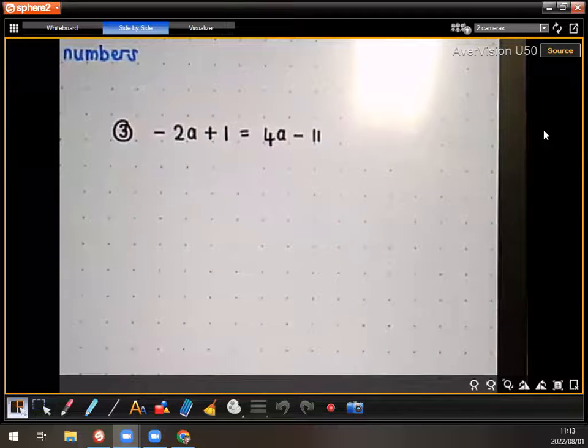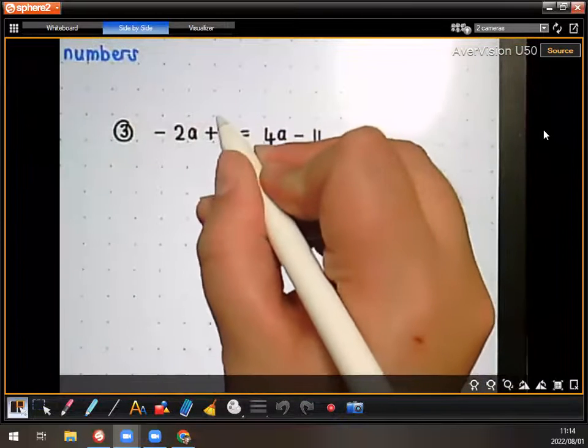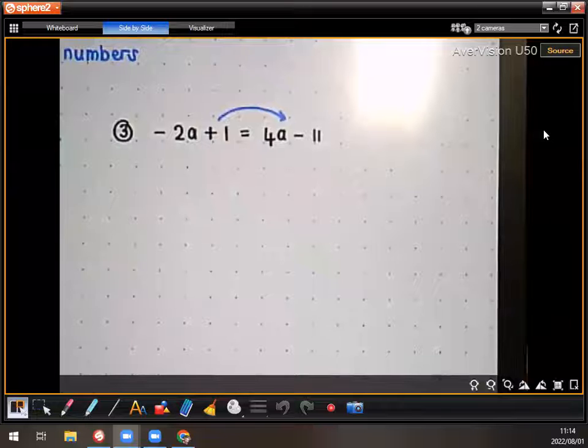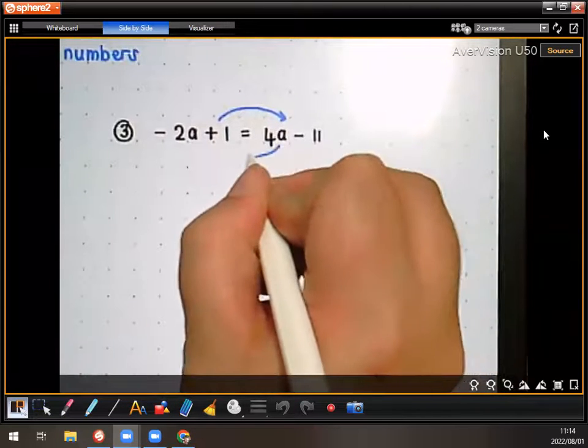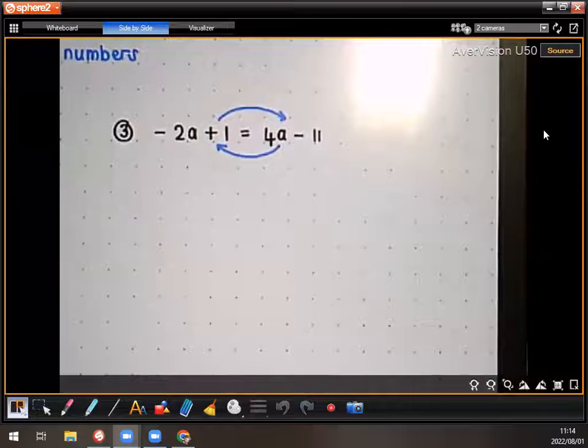Okay, let's do that. So we have negative 2a plus 1 equal to 4a minus 11. Again, we're trying to get variable on the one side and numbers on the other side. Okay, so here we want to move the plus 1. And then we're also going to have to move that 4a. Guys, obviously when you're doing this, you don't have to do the arrows. Okay? I'm just doing it for the example. Please write them down as part of your example, so that when you look back at these examples, you know what to do.